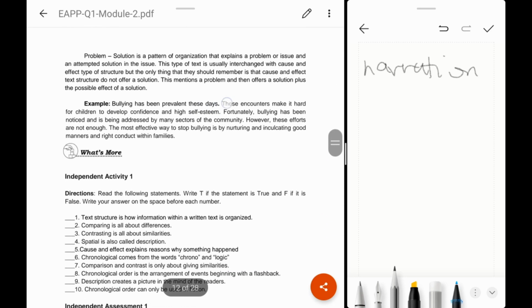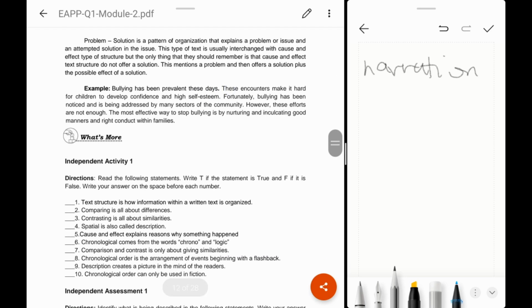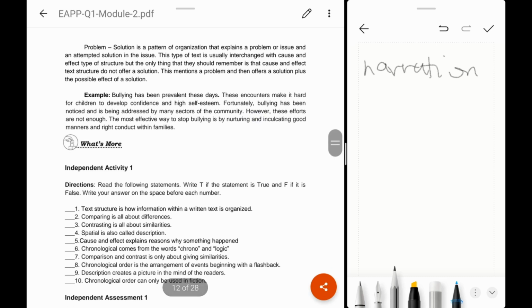So problem solution is a pattern of organization that explains a problem or issue and an attempted solution to that issue. This type of text is usually interchanged with cause and effect type of structure, but the only thing that they should remember is that cause and effect text structure does not offer a solution. This mentions a problem and then offers a solution plus the possible effect of a solution.